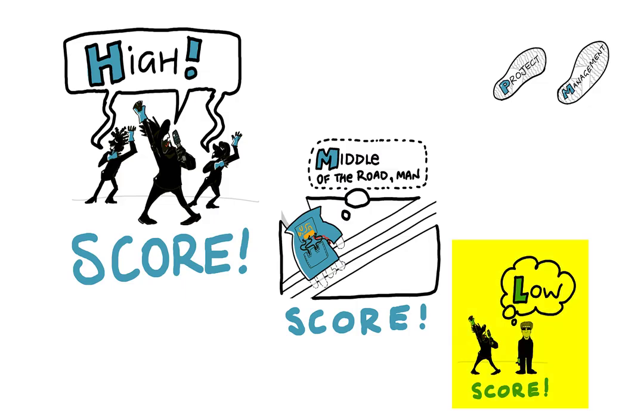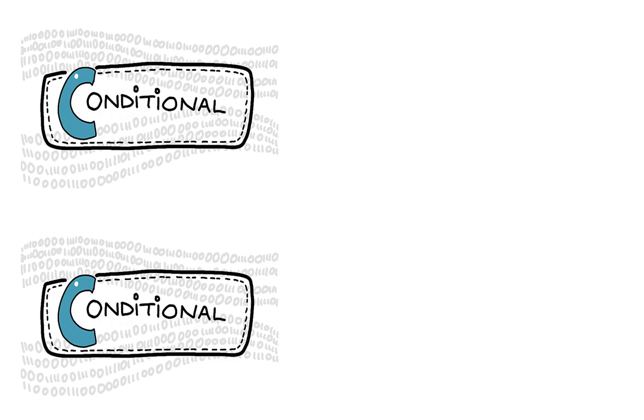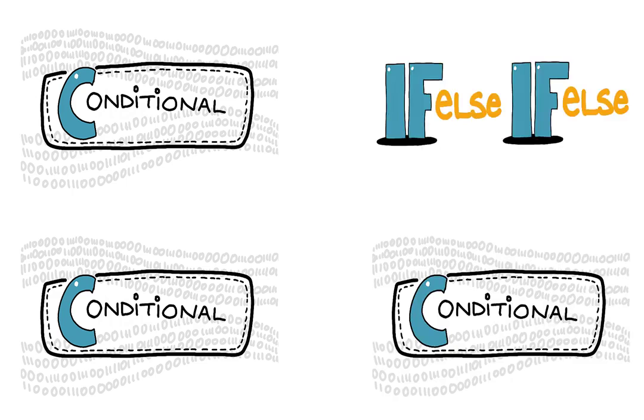Okay, so let's think about these 3 scores. A score less than 5 will be a low score. A score less than 10 will be a medium score. Any more will be a super score. That's 3 different conditions, all based on the score variable. Fortunately, the make code if block can be extended to have lots of conditions in it. It's called an if else block.